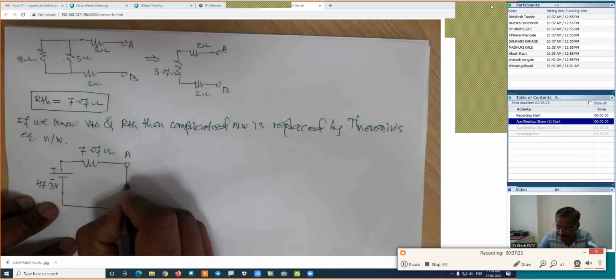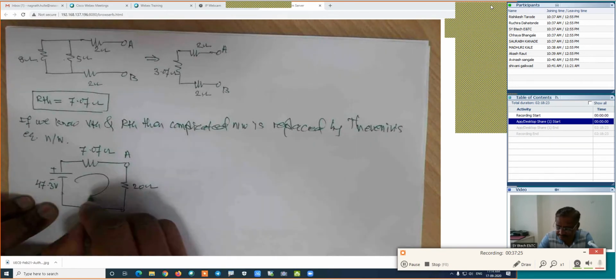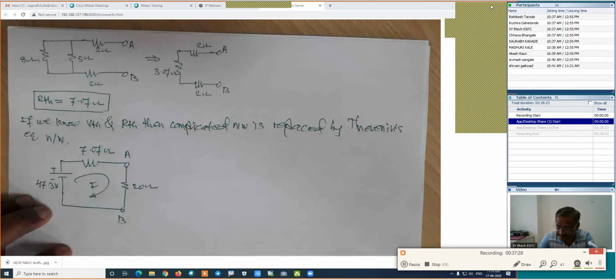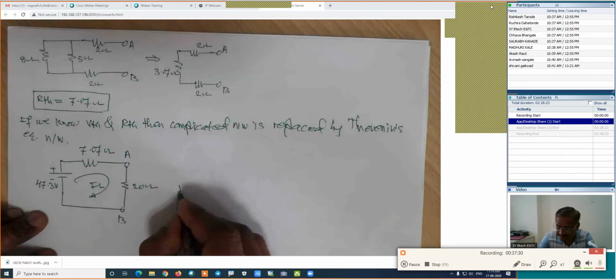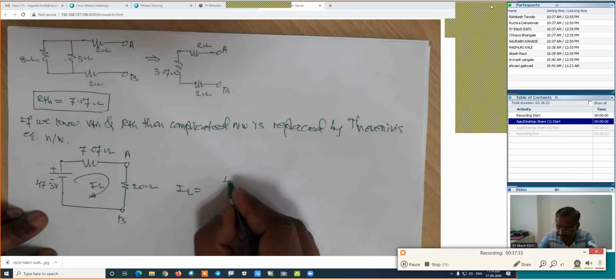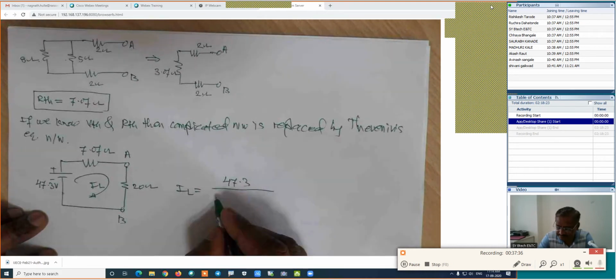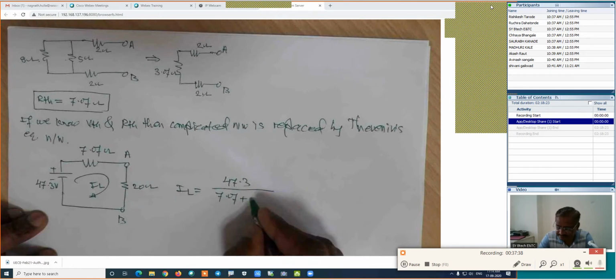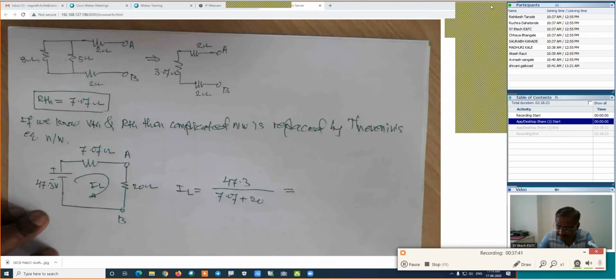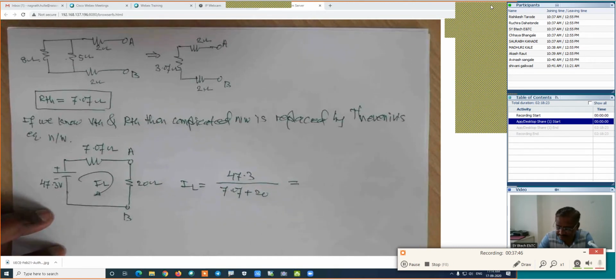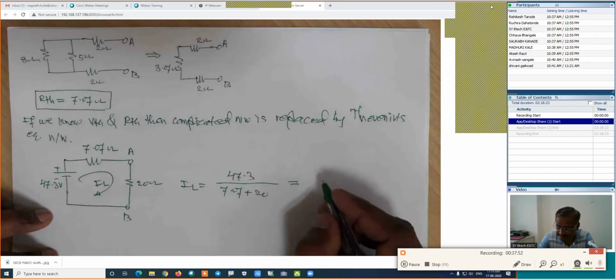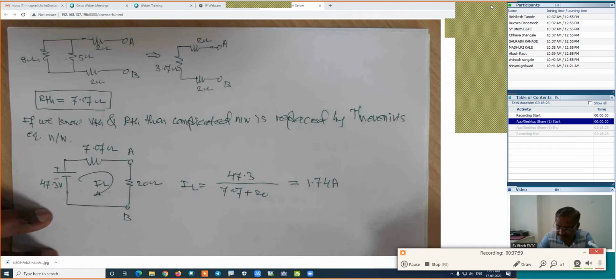I will reconnect the load which is 20 ohm and calculate the current in this branch, which is I or IL. Now this IL is equal to total voltage which is 47.3 divided by total resistance 7.07 plus 20. Find out its load current. 1.74 ampere. 1.74 ampere is the value of IL.